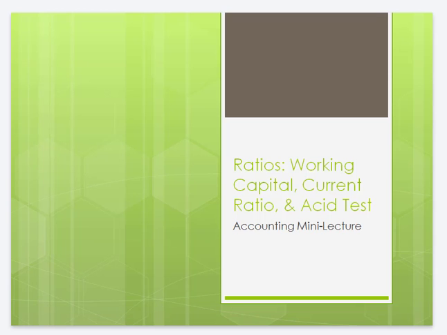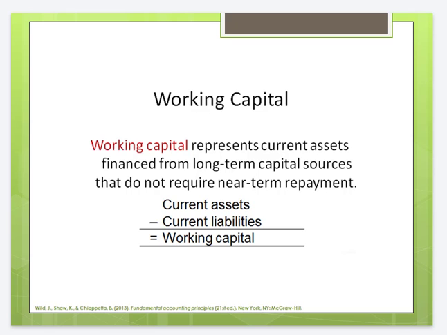This accounting mini lecture covers the ratios working capital, current ratio, and the acid test ratio. All of these ratios are considered to be indicators of liquidity. Now, remember, liquidity focuses on a company's ability to satisfy their short-term debts. We want to know if a company has substantial assets and whether they will be able to generate substantial cash in order to pay their debts as they become due on a short-term basis.